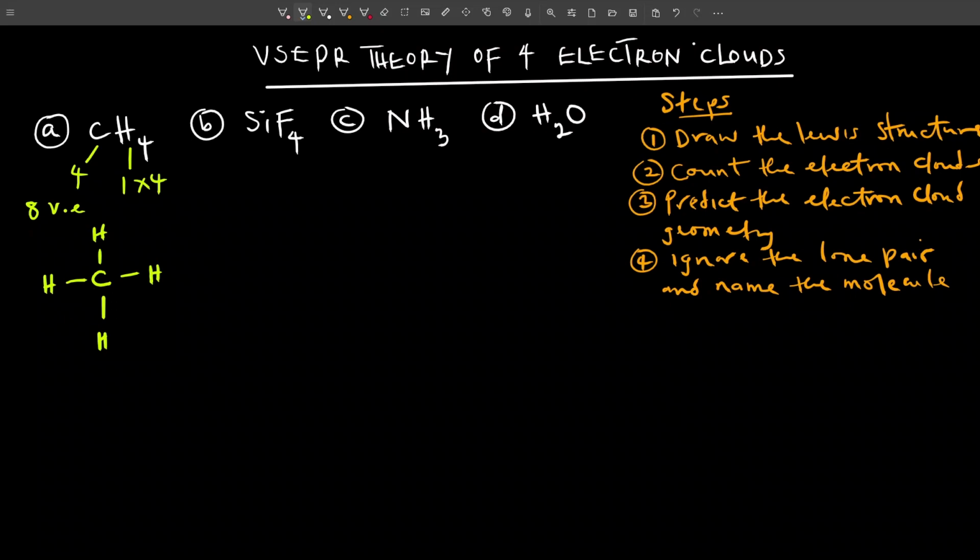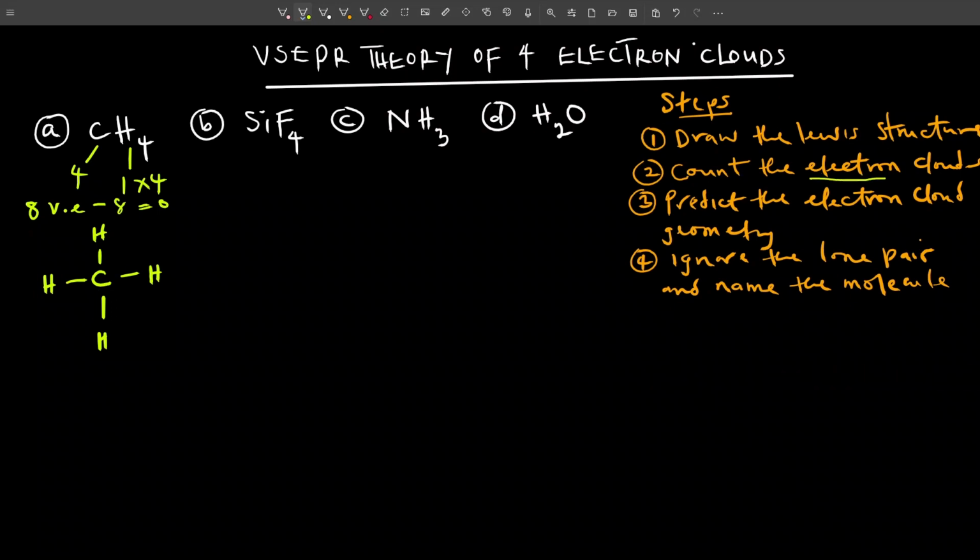All right, so the next thing to do, for every bond we have 2 electrons. So we have 2 here, 2 here, 2 here, and 2 here. That would give me a total of 8. So remove 8 from 8, we're going to have 0. So hence, this is the Lewis structure for CH4. Second step says count the electron clouds.